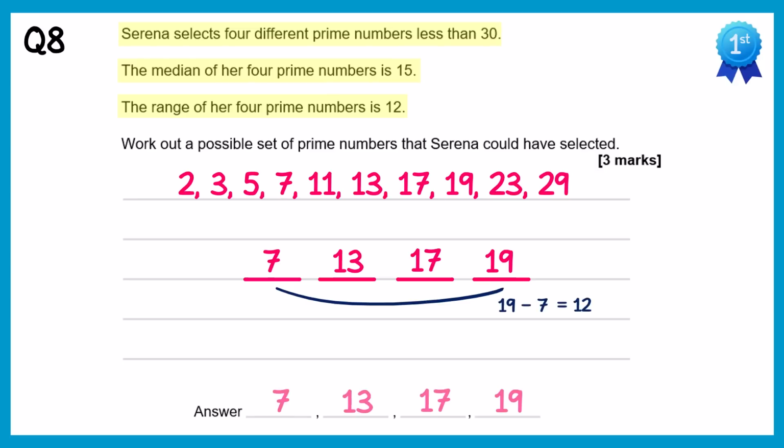So this is one possible set of numbers for your solution: 7, 13, 17, and 19. There is one other possible solution. If you put an 11 at the bottom and a 23 at the top, the range here is once again 23 take away 11, 12. So you could have this solution or 11, 13, 17, 23. Either would be fine.